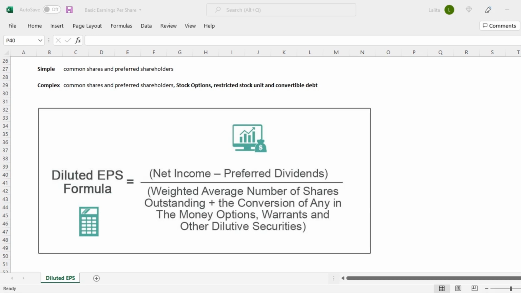So let's look at the numerator first. Net income minus preferred dividends. This remains the same for the basic EPS as well as for the diluted EPS, both of them remain the same. In the denominator, there's only one change.